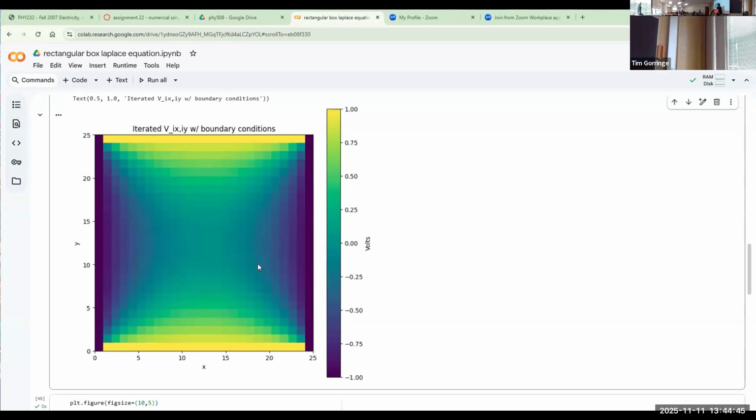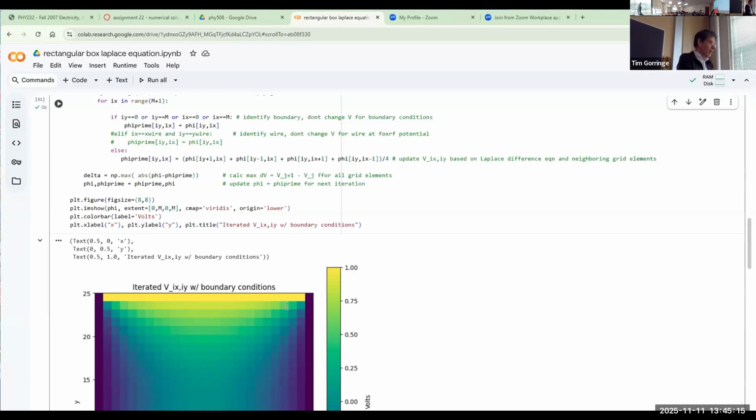And you find what you might expect, right? The positive plates at the top and the bottom are the tops of hills. The negative plates on the left and right are the bottoms of valleys. There's kind of this saddle point halfway in between, in the middle. This is what an electrostatic quadrupole field looks like. So it was very easy to just change the initial conditions and rerun the calculation. So it's a very flexible method, this numerical solution.